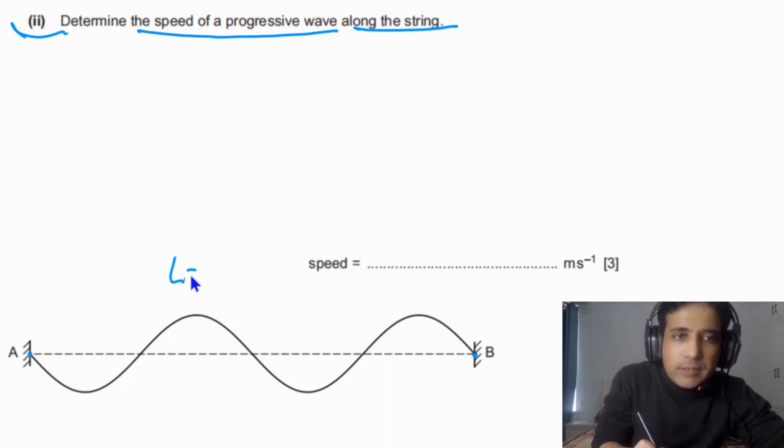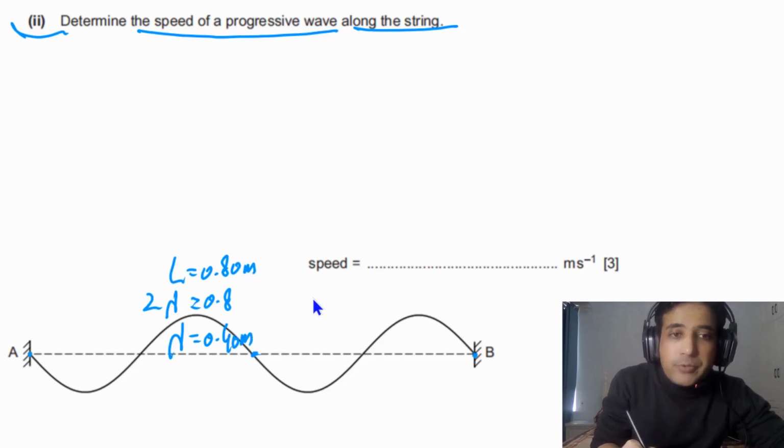So L is equal to 0.80 meters. And L in this case is equal to 2 lambda, because this is one wavelength and this is another one. So 2 lambda is equal to 0.80, so lambda simply is equal to 0.40 meters.